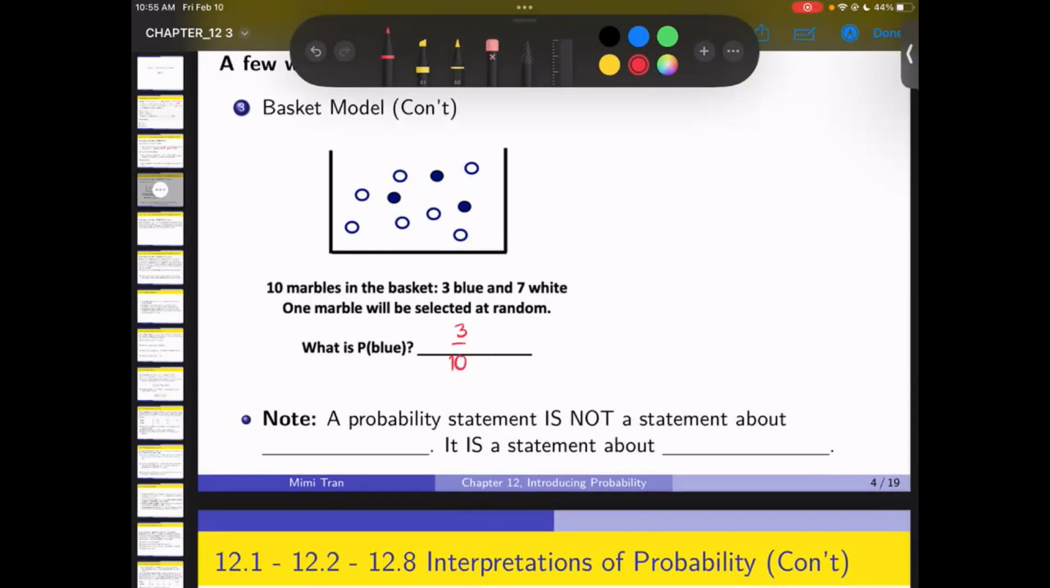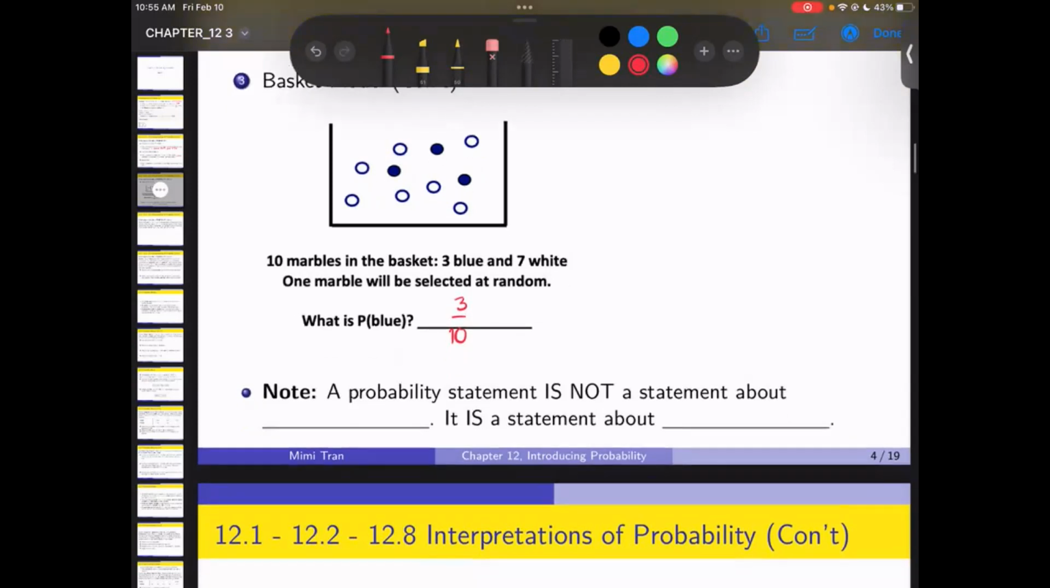So in this case, if you randomly pick a marble in that basket, repeated many times, the probability you're going to pick a blue out of all 10 marbles approaches 3 over 10. So in short, the probability statement is not a statement about an individual outcome. But it is a statement about what? A population outcome, a population or the baskets model, the basket.